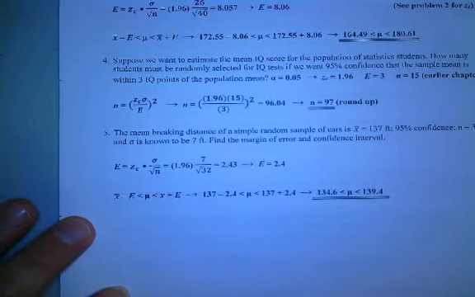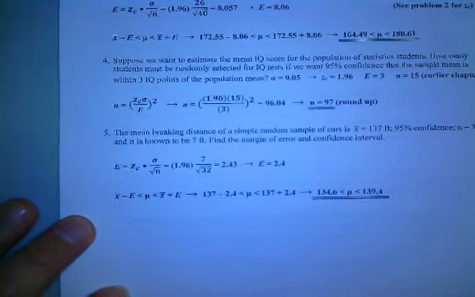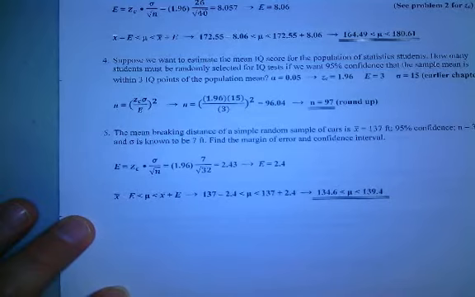Now I'll construct our confidence interval. 137 subtract the 2.4 on the minimum side, 137 plus the 2.4 on the maximum side. And so our interval is from 134.6 to 139.4.